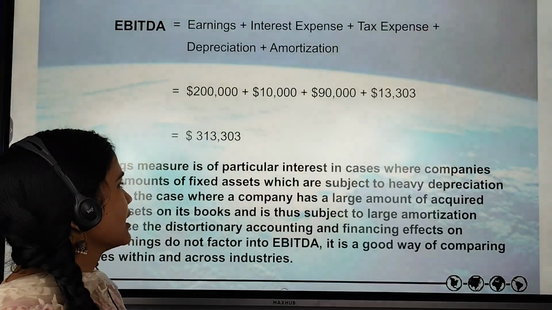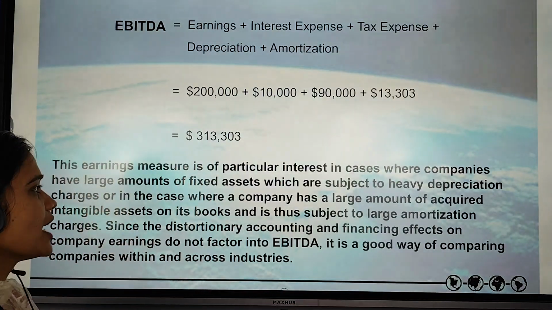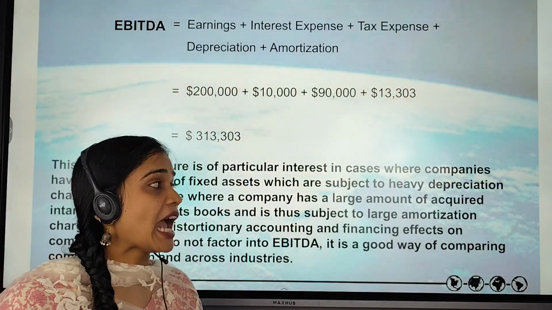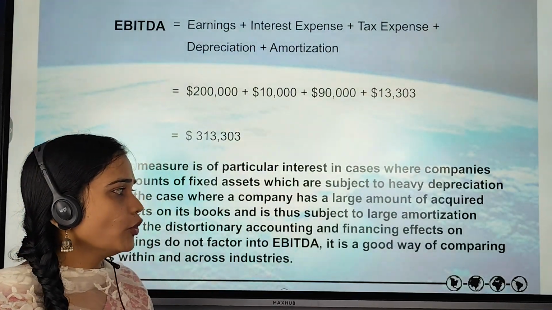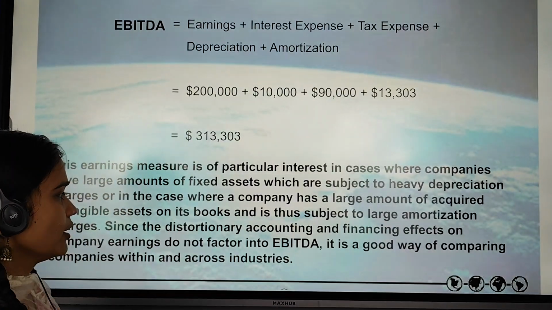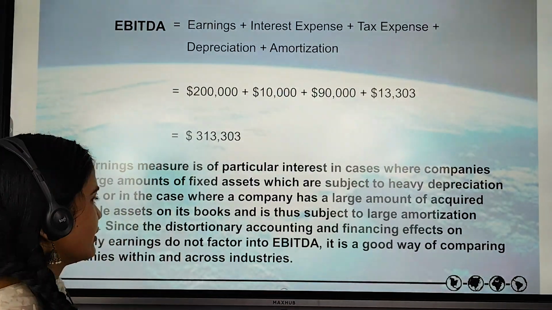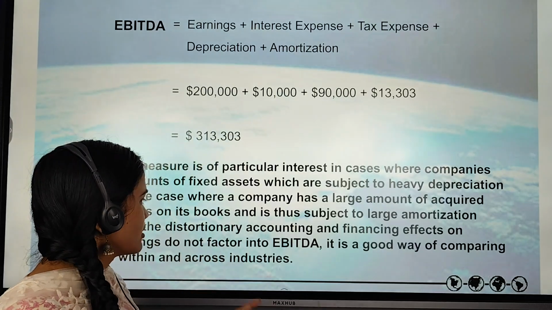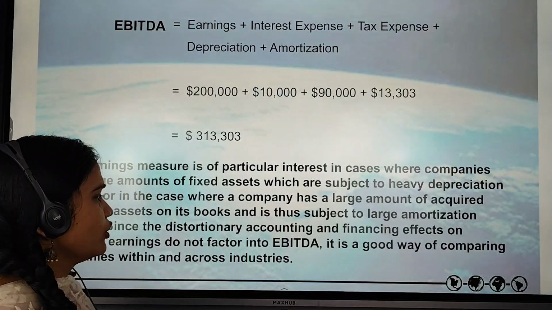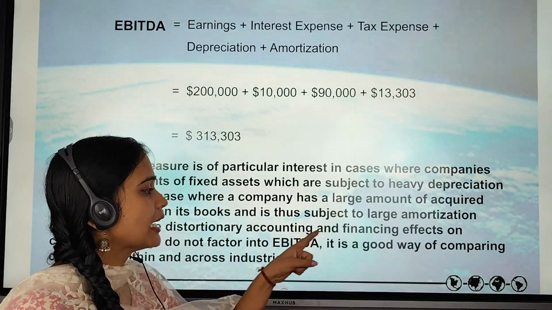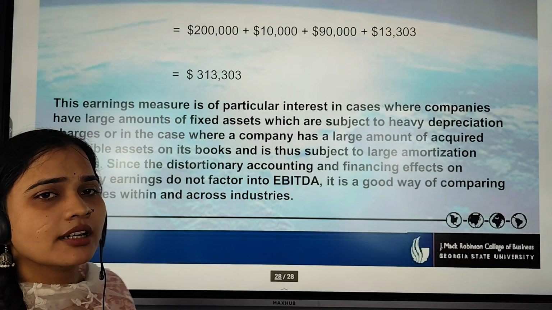This earnings measure is of particular interest in cases where companies have a large amount of fixed assets which are subject to heavy depreciation charges, or where a company has a large amount of acquired intangible assets on its books and thus is subject to large amortization charges. Since the distortionary accounting and financing effects on the company's earnings are not factored into the EBITDA data, it is a good way of comparing companies within and across the industry.